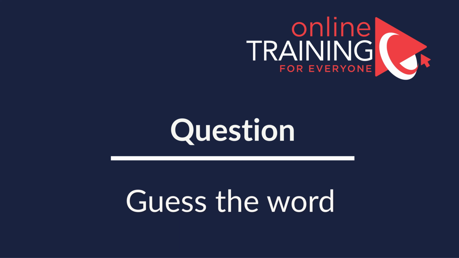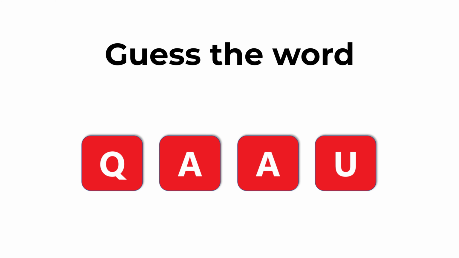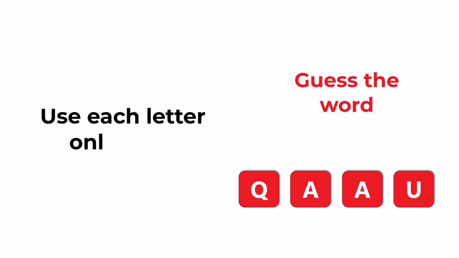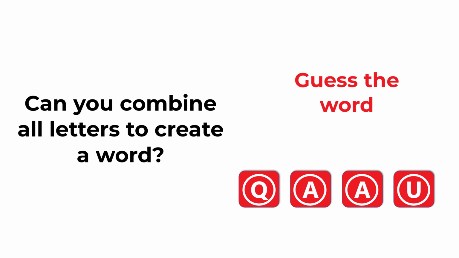A lot of times, you might be presented with a question on the test that will try to determine your knowledge of English words, as well as how quickly you can extract these words from your memory. In this particular case, we are looking at 4 letters: Q, A, U, and A. And you need to guess the word by combining these letters.